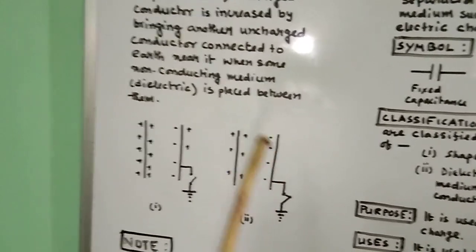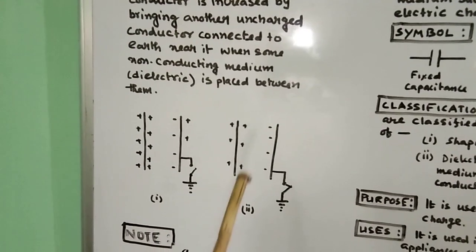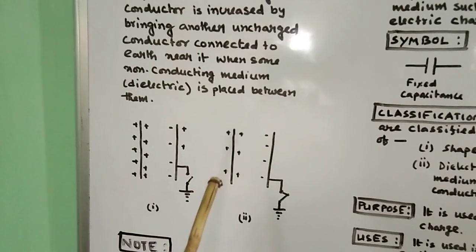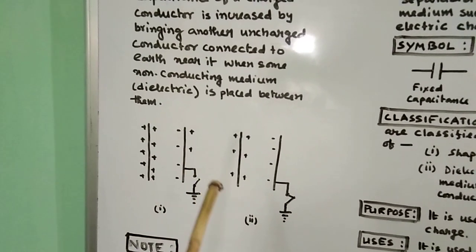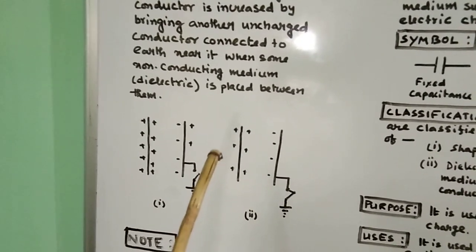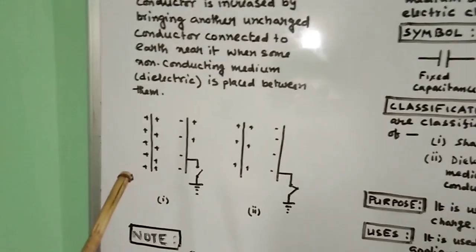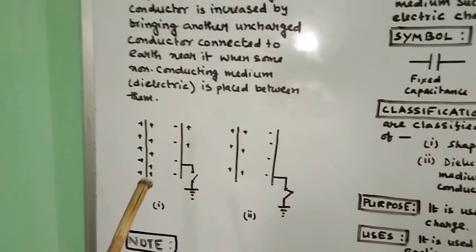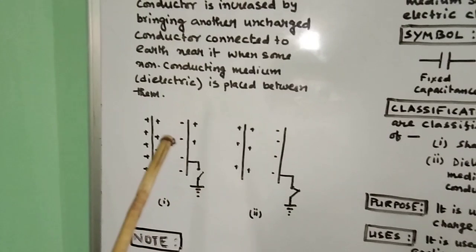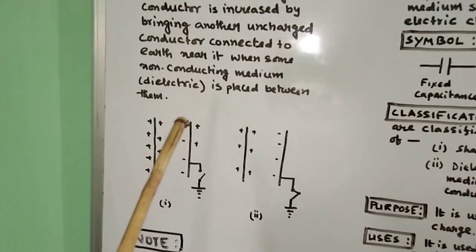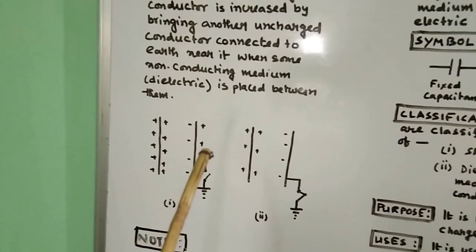If you can add some more charge, it means you are increasing the capacitance of the conductor, because capacitance or capacity is nothing but the ability to store charge. If you can add more charge on the conductor, it means it has more capacity. Let me repeat once again. You have a charged conductor and an uncharged one. When I bring the uncharged one in front of the charged one, induction occurs, and as a result charges come. The near face becomes unlike charge and the far face becomes like charge.